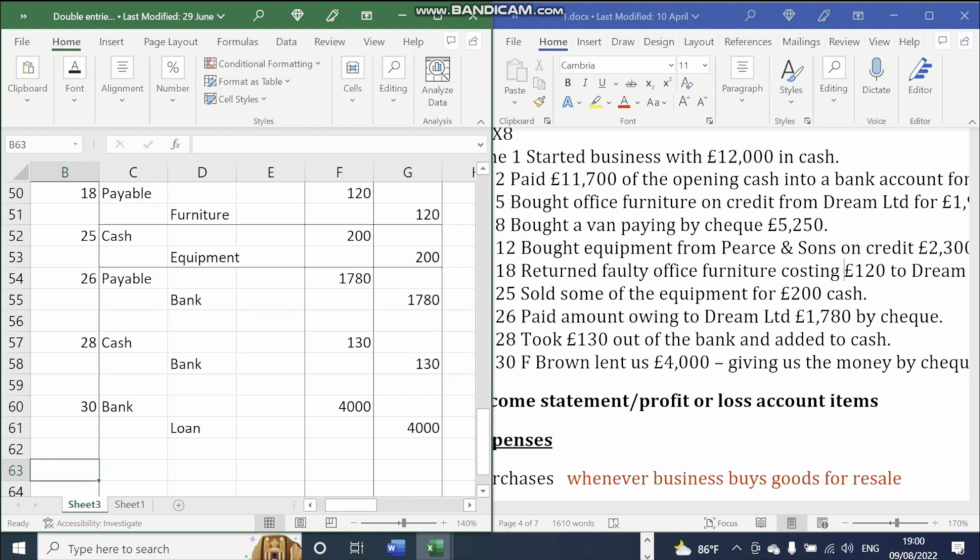Today we learned debits and credits for SOFP, Statement of Financial Position accounts.